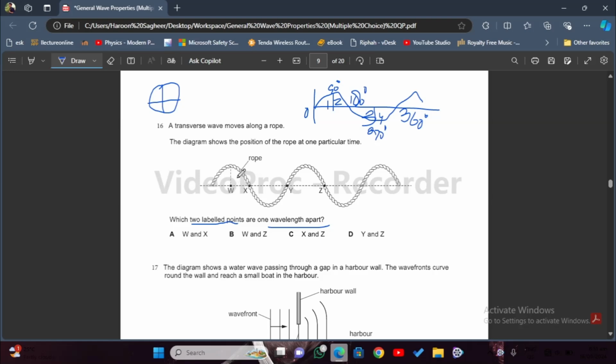So here we have the first part. This can be our second, this can be our third, this can be fourth. So we see that there is no point between W and whatever point here, it is between Y and Z, so we should not take it from here. Let me erase it. We'll take the new points. For example, let's start calculating from X. So this is our first part, this is second, this is third, and this is fourth. So X and Z are basically one wavelength apart. So option C would be correct.